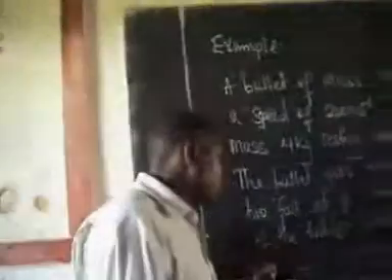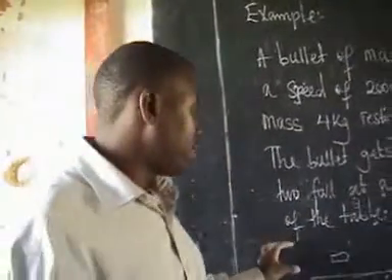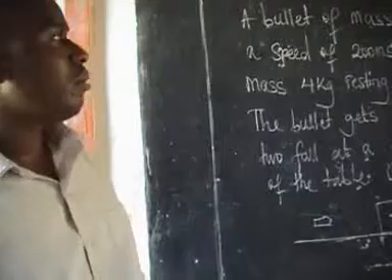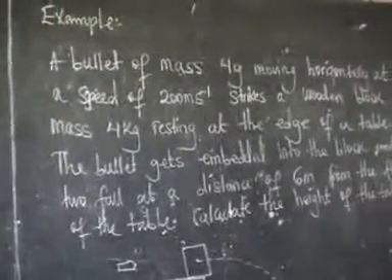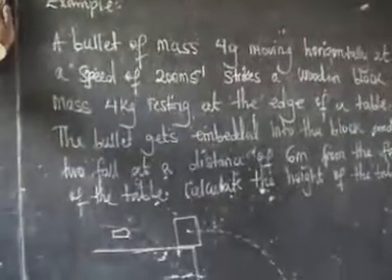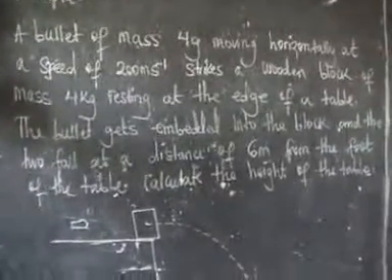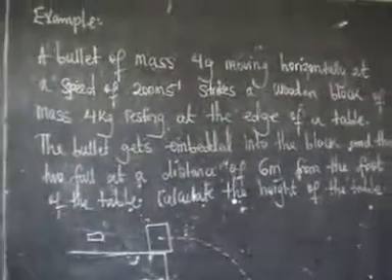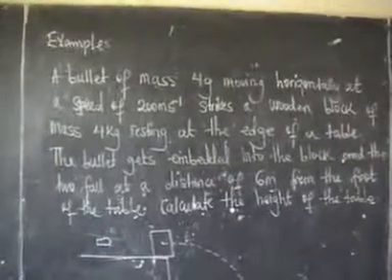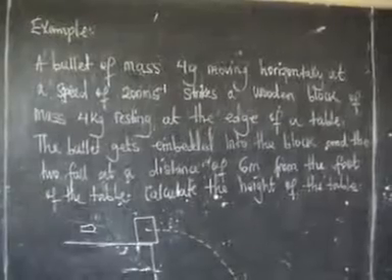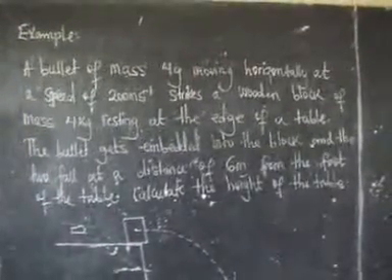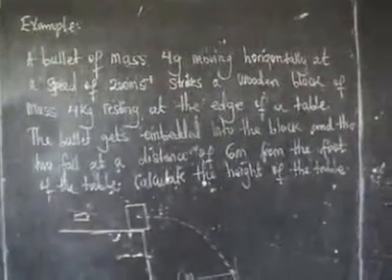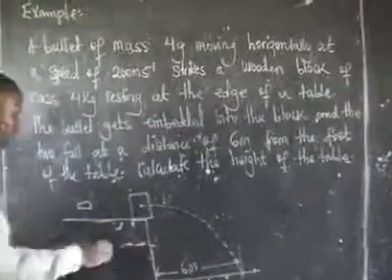This actually requires you to have the knowledge of momentum conservation and a bit of projectiles. So a bullet of mass 4 grams moving horizontally at a speed of 200 meters per second strikes a wooden block of mass 4 kilograms resting at the edge of a table. The bullet gets embedded into the block and the two fall at a distance of 6 meters from the foot of the table as shown in the figure. Calculate the height of the table.